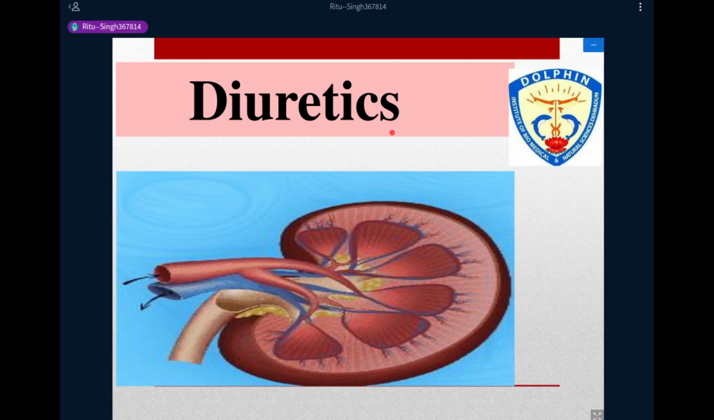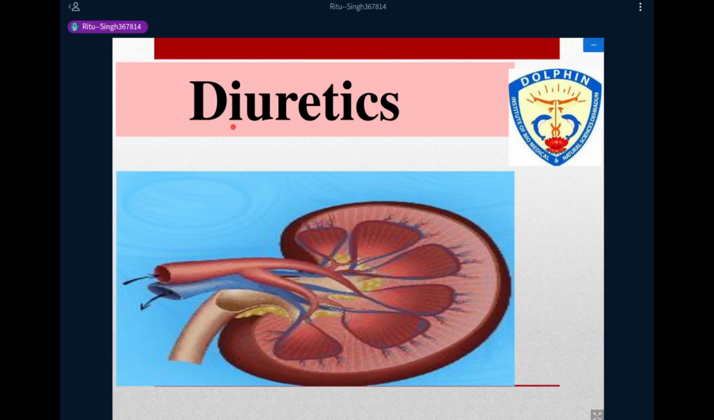At objective level, you should know what is diuretic, their chemistry, and therapeutic uses. And at subjective level, we discuss classification, mechanism of action, and their structural activity relationship.